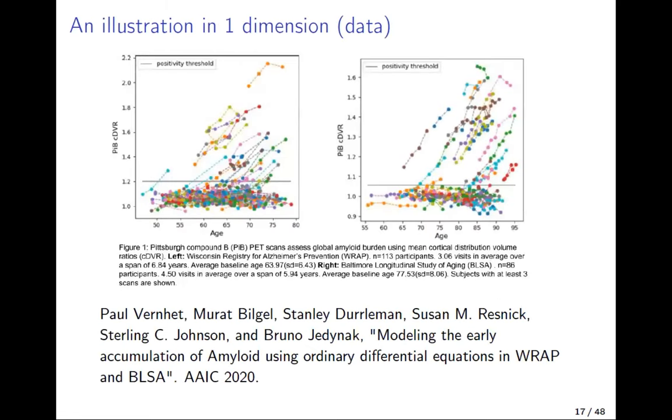All right, and I'm going to illustrate this in one dimension. And in one dimension, actually, there is an equivalence with the template model that we have seen and so on. But I think it is interesting to look at. So this is the beautiful PET amyloid data from these two studies I told you about. This is the RAP study on the left and the LSA on the right. And you can see there is some longitudinal data that is available. The threshold here corresponds to amyloid positivity.